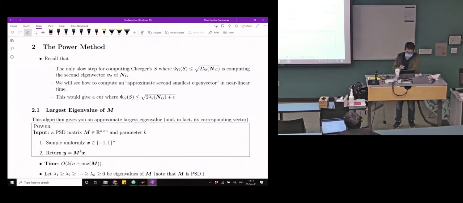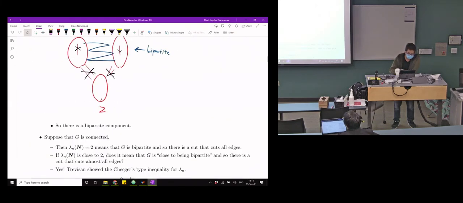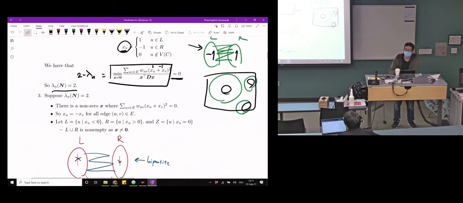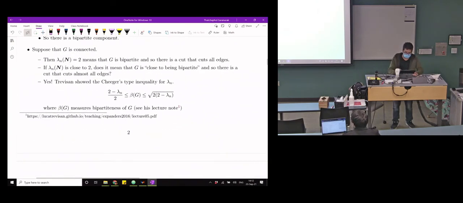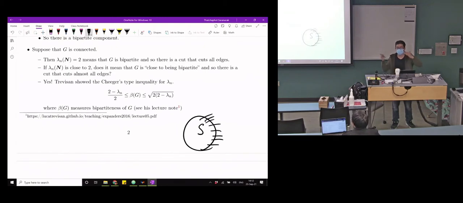Sorry, just to clarify, if it's bipartite, then the max cut would be the cut, so lambda 2 is equal to lambda n. Is that what you're asking? No. So what's the definition of max cut? Sorry, I will come back to you. Okay. Max cut is just a set of nodes such that the number of edges going out of it is maximized.